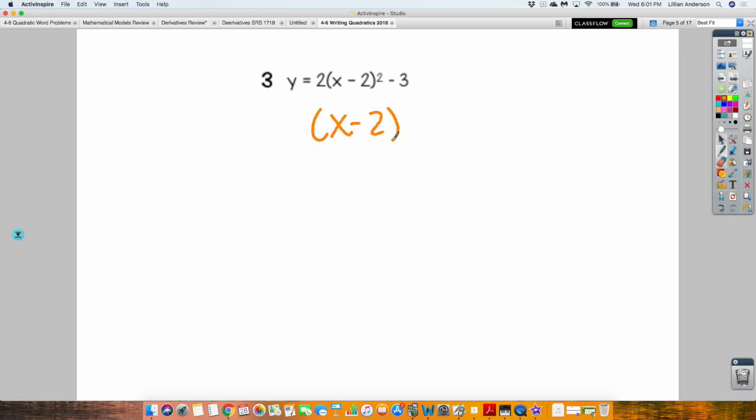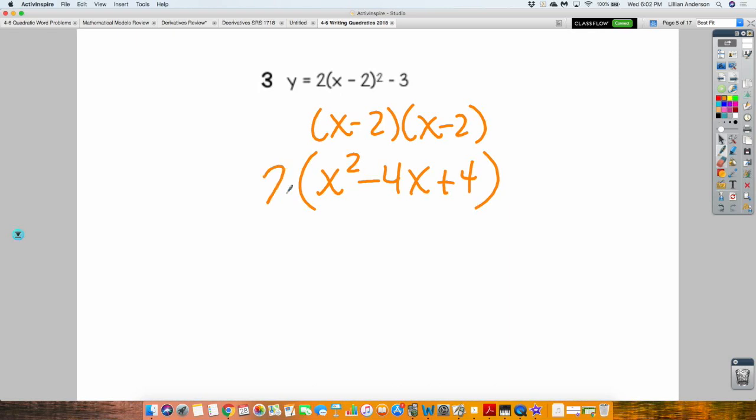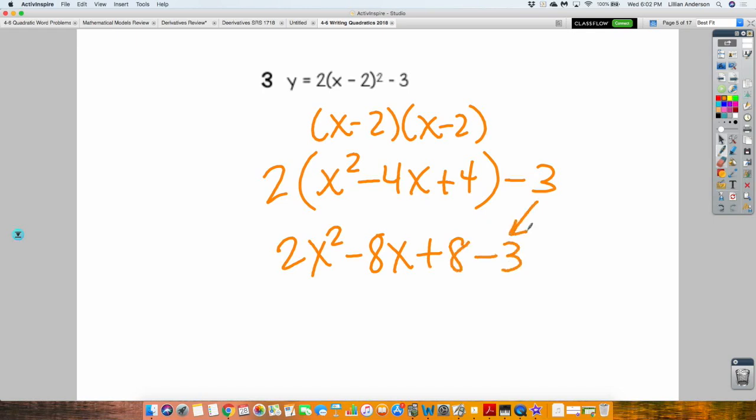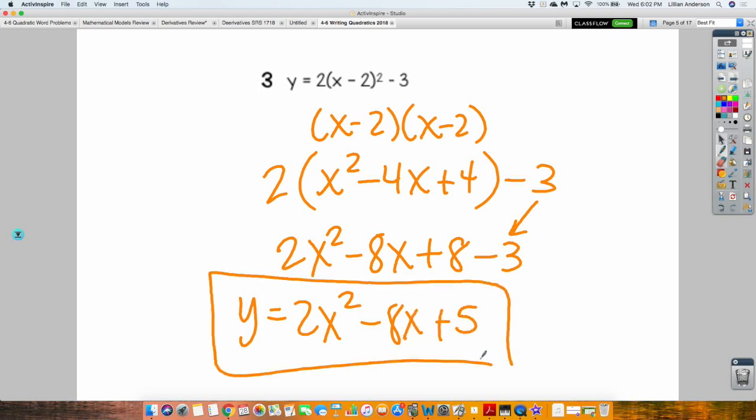Hopefully you FOILed x minus 2 to get x squared minus 4x plus 4. And then you multiply this whole expression by the 2 on the outside and then subtract 3 afterwards. So then it becomes 2x squared minus 8x plus 8. Don't forget to subtract the 3 at the very end and only at the end to get 2x squared minus 8x plus 5 as your final expression. Remember, if a is positive, the parabola opens up, and that point is indeed a minimum.